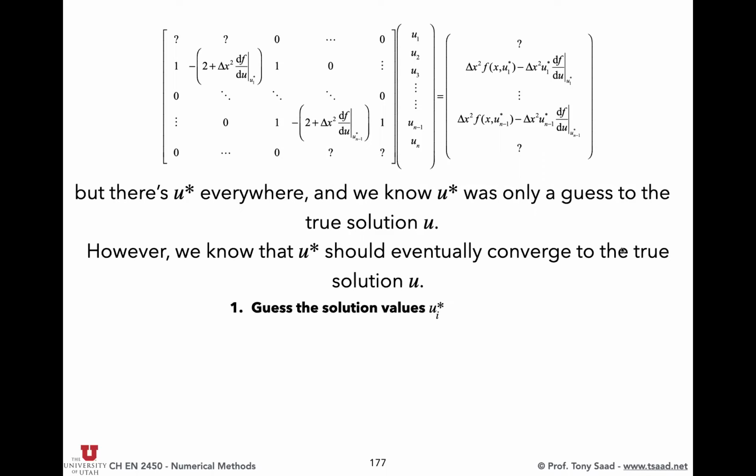So we first start with a guess for our solution, this T star or U star at every point, okay? And then we solve the linear system of equations, okay? And to solve that, you need to use U star in the coefficient matrix and in the right-hand side. There's U star everywhere, okay? So you update your coefficient matrix and you update your right-hand side. So this is more programmatic now, okay? What we do in terms of programming.